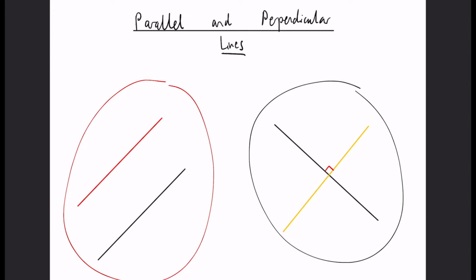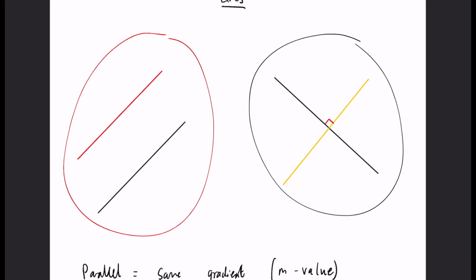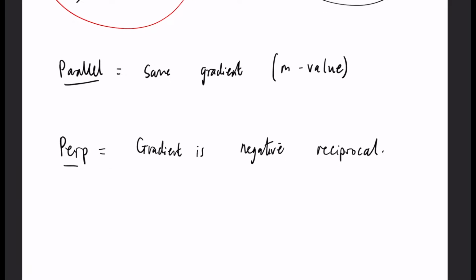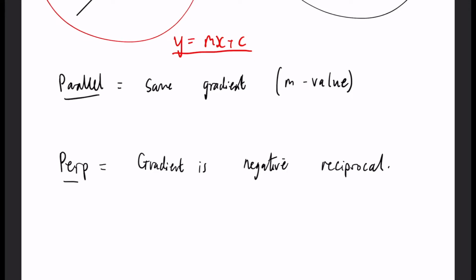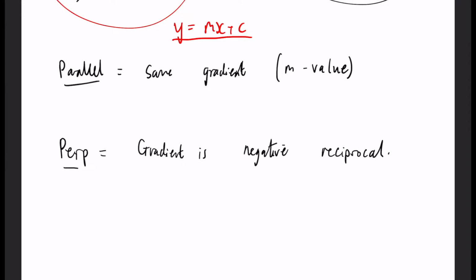Okay, so in terms of a definition, parallel lines have the same gradient. So in terms of y equals mx plus c, parallel lines have the same gradient. So the m value on them is the same. Perpendicular lines, on the other hand, have gradients that are something called negative reciprocals of each other.